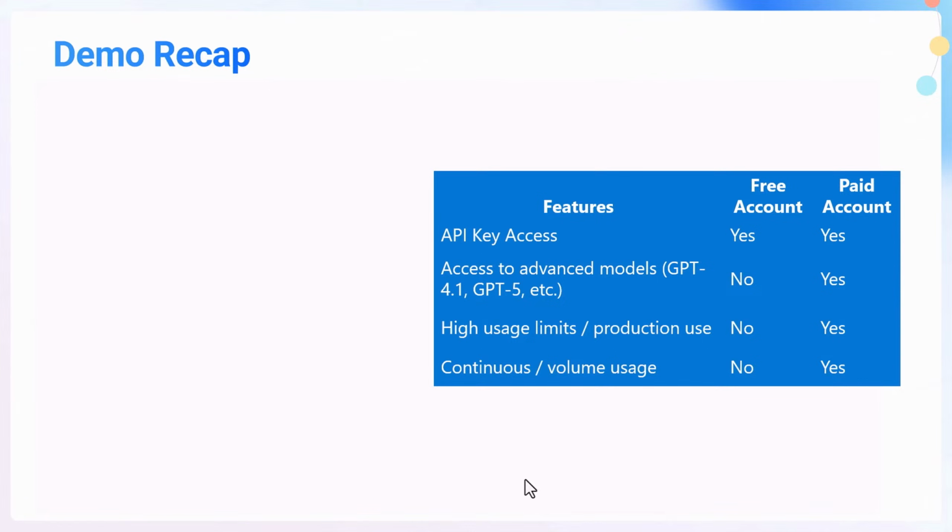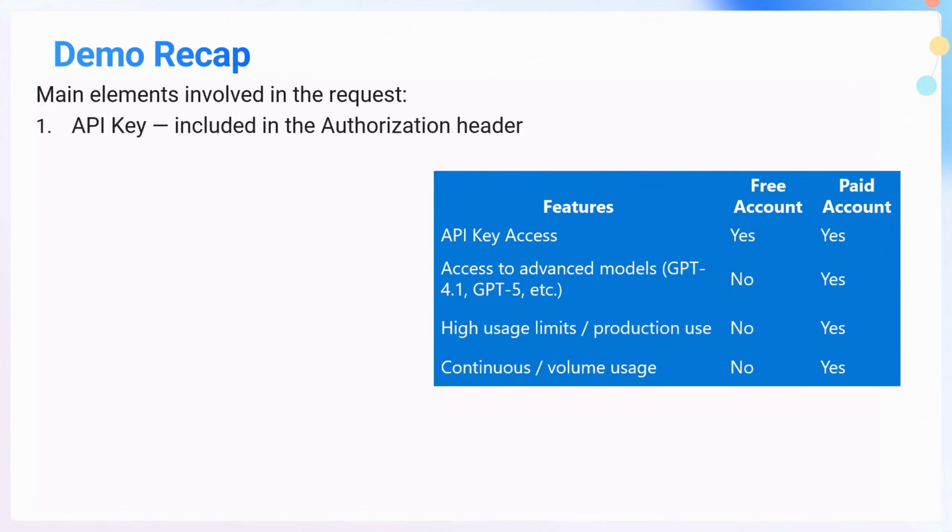Getting back to the presentation, we have the demo recap. The main elements involved in the request. First of all, we have the API key, which is included in the authorization header. Once we get the API key, we are able to perform API requests from PowerBuilder.